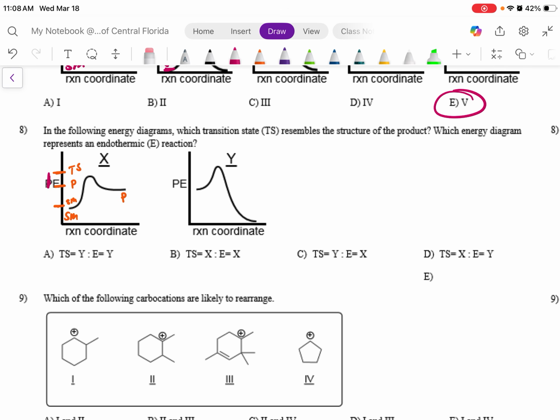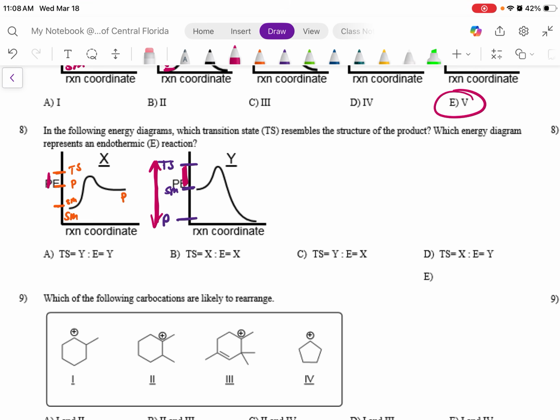Whereas if you look at the reaction Y, our starting materials are there, transition state is there, and our product is right there. Which one is the transition state closest to? Right there. That energy gap is different, much smaller than this energy gap. So the transition state that resembles the product is going to be X. And this principle is using Hammond's postulate. So we got X as the transition state that looks like the product.